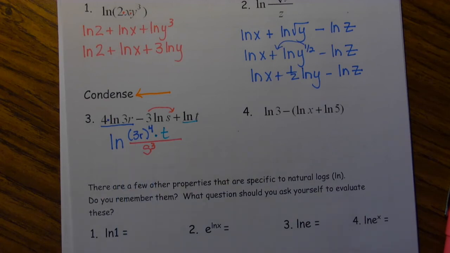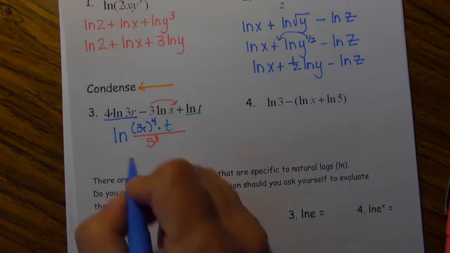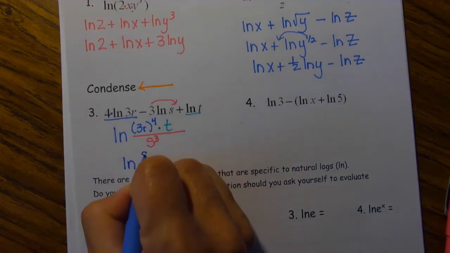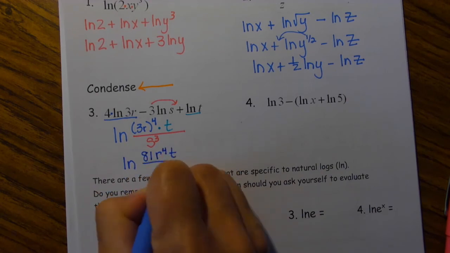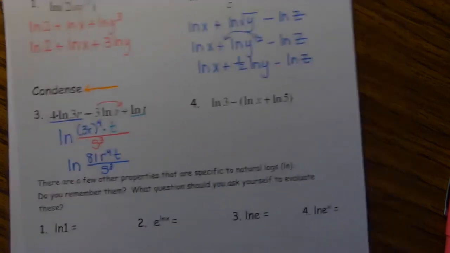Now, 3 is a small number, so I would expect you to finish this. If this were too big to take to the fourth, we would just leave it, but it's not. So ln, what is 3 to the fourth? 81. We really want it cleaned up. When we're condensing, we're trying to get it as tight and squished together as we can, no extra stuff. So this is nice and small.